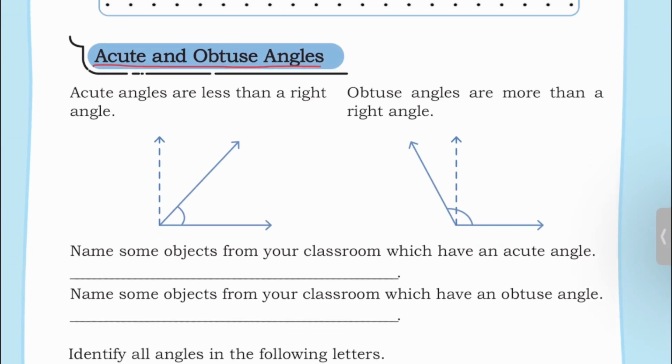Acute and obtuse angles. Acute angles are less than a right angle. You can see acute angle here. This is less than a right angle. Obtuse angles are more than a right angle. You can see obtuse angle here.